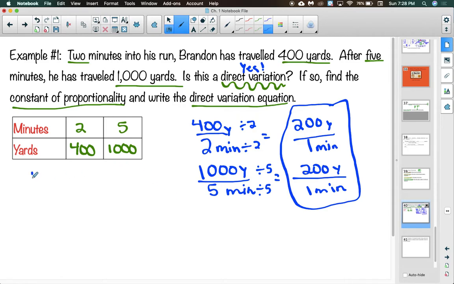So the constant of proportionality, we're going to call it K. Remember, they called it K in the vocab. The constant of proportionality is the numerator of the unit rate. It is 200. We don't need yards, we don't need minutes, we don't need the 1, we just need the numerator, 200. And then it asks us to write the direct variation equation. Well, this is very easy as well. Remember in the notes, the equation is y equals kx. So our job is to put 200 in place of the k. So the direct variation equation is y equals 200x.